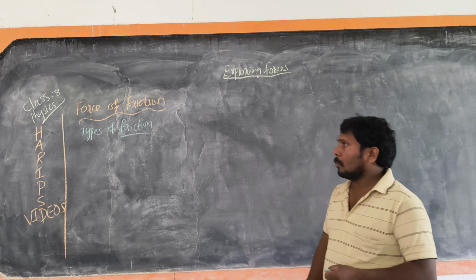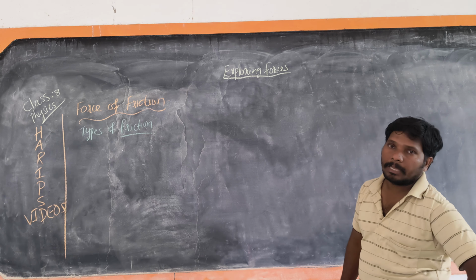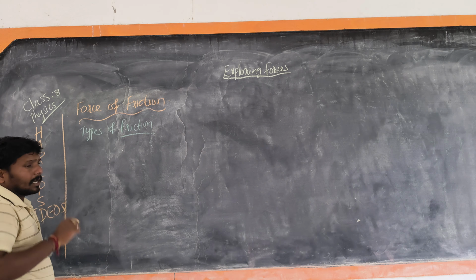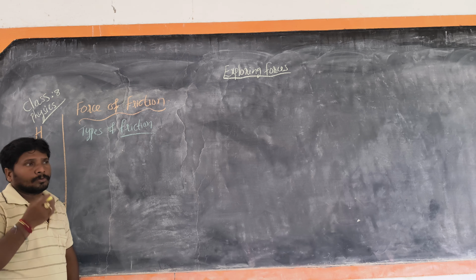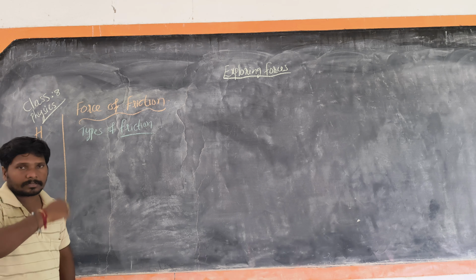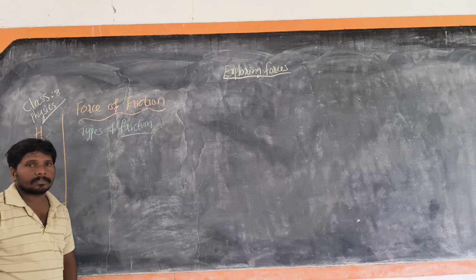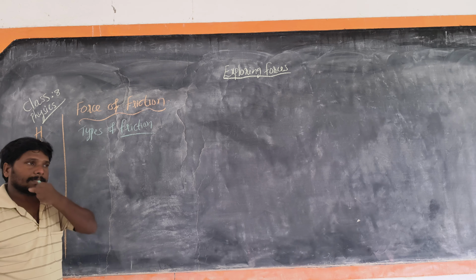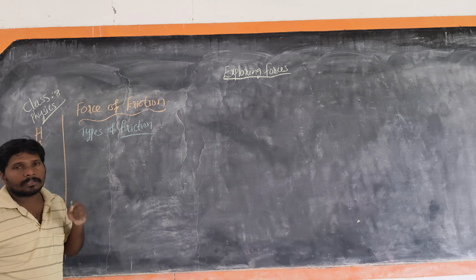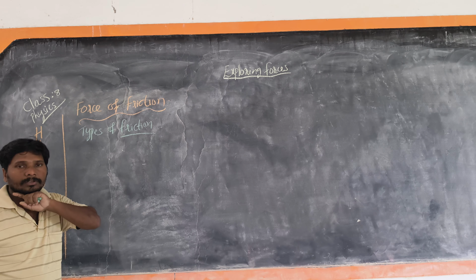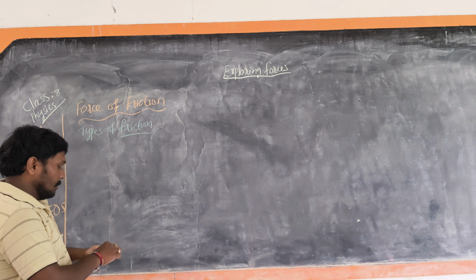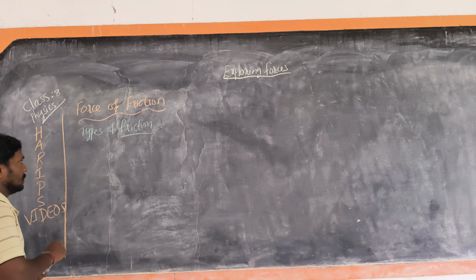Let us know the types of friction. Friction is a contact force, because for the force of friction to exist between a moving body and the surface, there must be contact. So frictional force is also an example of a contact force.